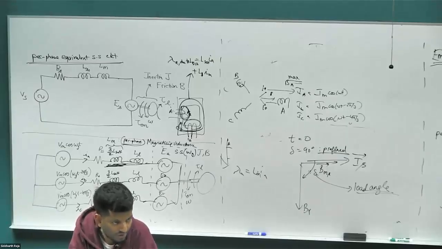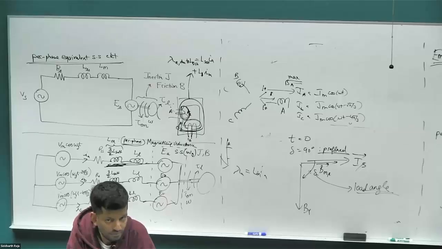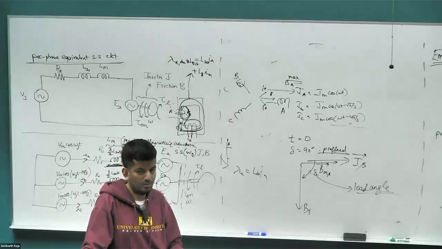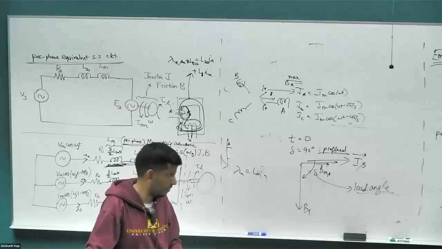Why do I want to put the rotor magnetic field 90 degrees from the stator magnetic field? What advantage do I get? Less current is required, which in turn means less losses. Right?